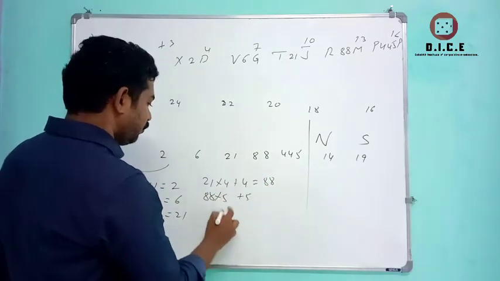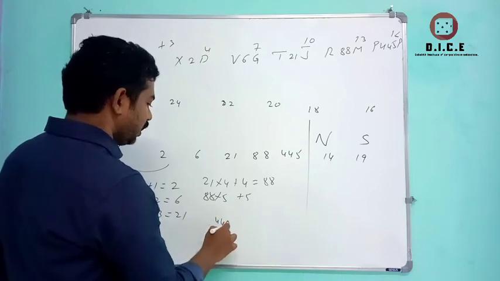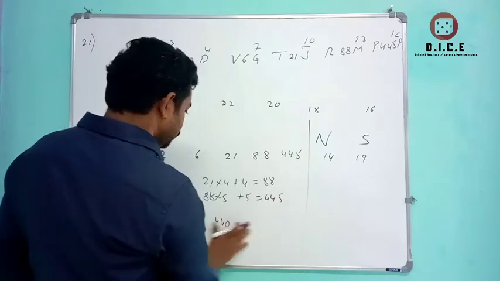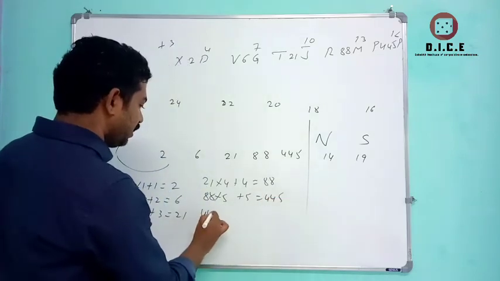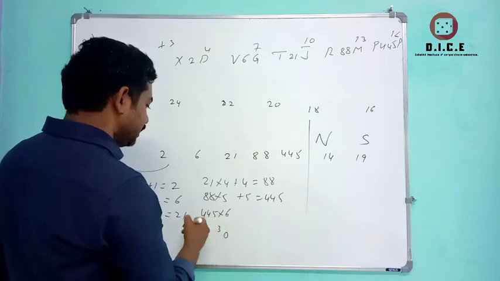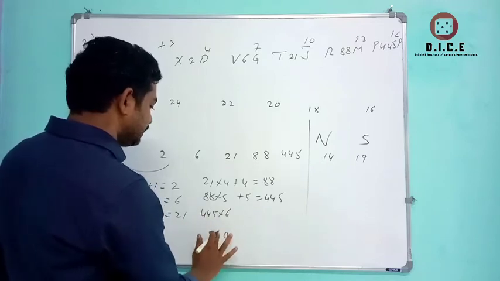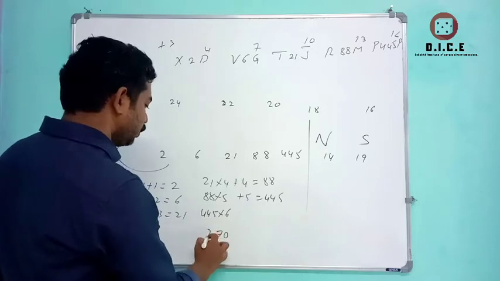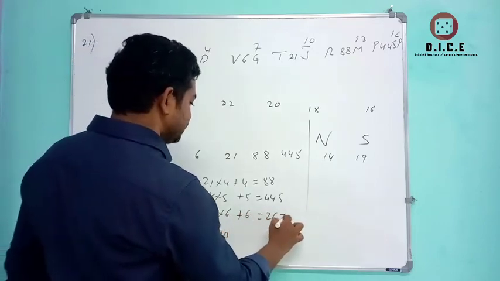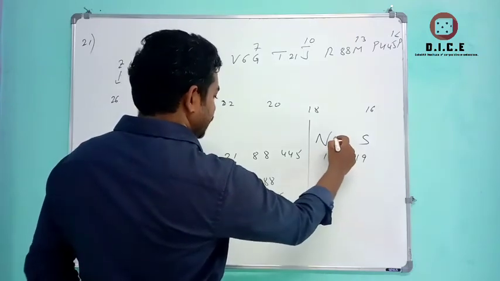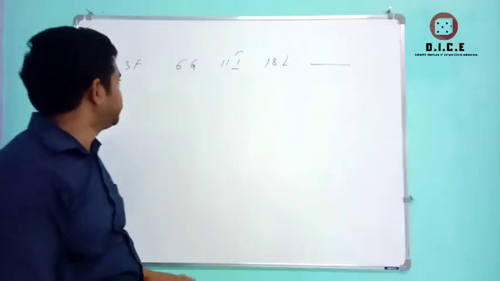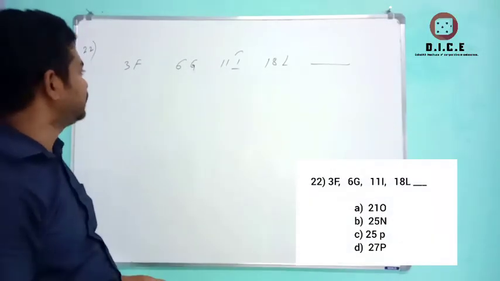5 8s are 40, 5 8s are 40, 40 plus 5, that is 445. That is clear. So similarly again with 445 into 6 plus 6, 6 5s are 30, 6 4s are 24, 24 plus 3, that is 2670 plus 6, that is nothing but 2676. So your answer is N2676S is your answer.